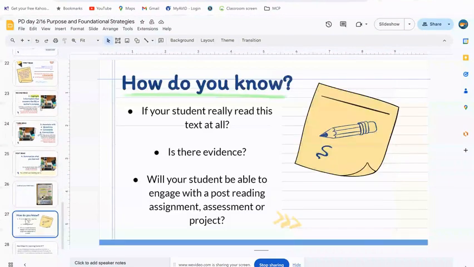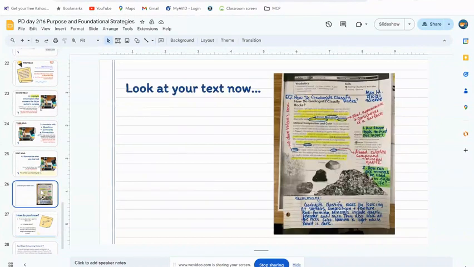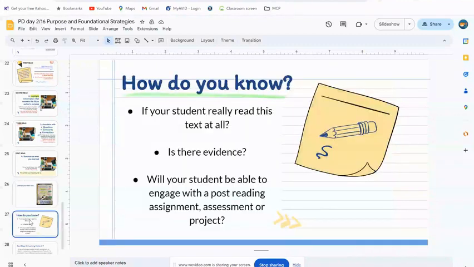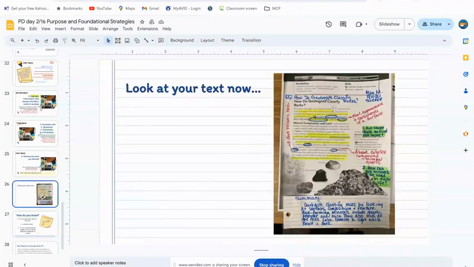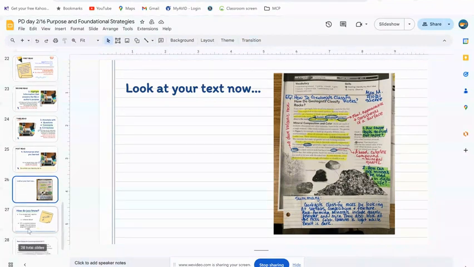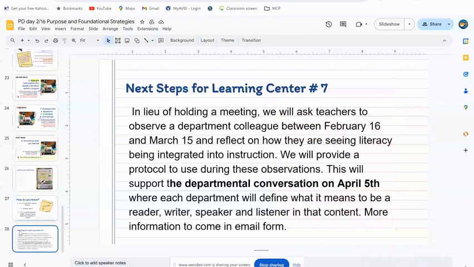So now our closing question is, how do you know if they really read the text? Is there evidence? Hopefully you're saying to yourself, well, yeah, I can totally tell this kid read this, right? And will they be able to engage with the post-reading assignment, assessment, or project? Sure. If you tell them, let's make a one-pager about this article, they have everything they need right here to understand and draw. Even your MLs are going to be able to have 3 words that they can put on a one-page poster that they kind of know about the text. They hopefully have a quick summary, even if it's in their own language, to tell you that they understood what they read.